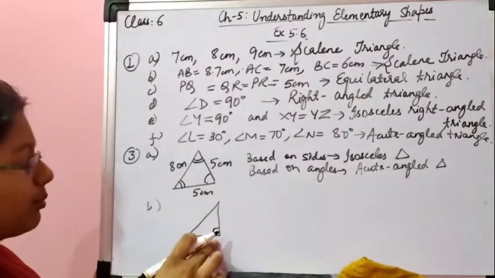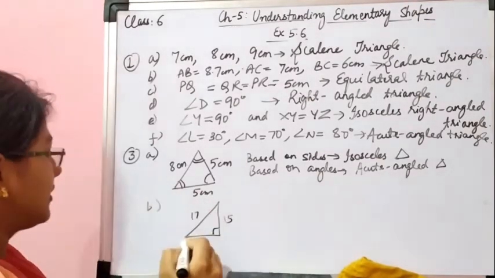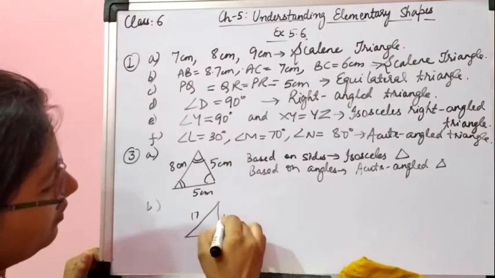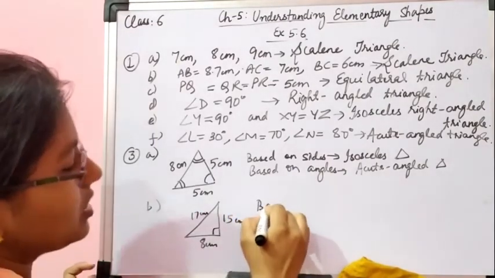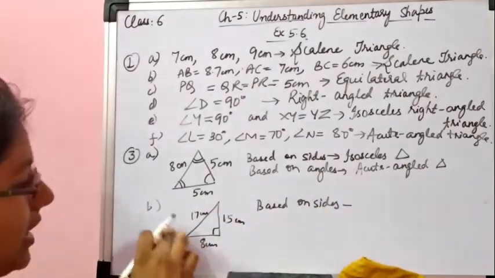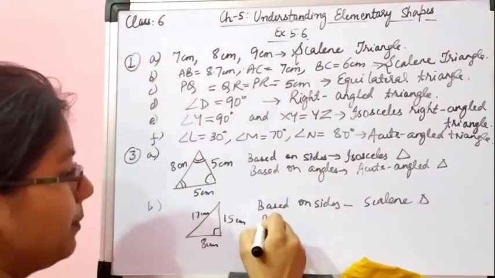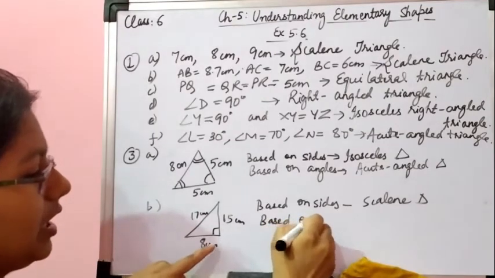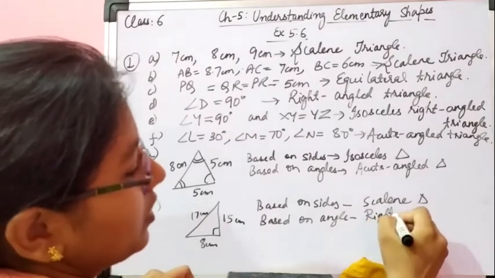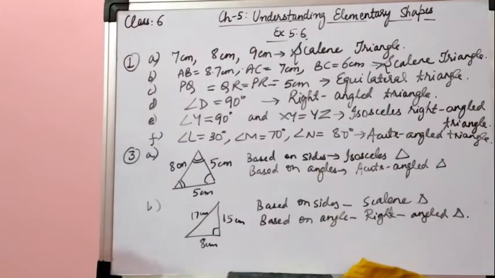This has been marked, this is the symbol for 90 degree. Okay, this is 90 degree, 15, 17 and 8. All are in centimeter, 15, 17 and 8. So based on sides we can see 15, 8 and 17 all are unequal. So this is scalene triangle. And based on angles we can see that one angle is given 90 degree. So this is right angled triangle. Okay. Now similarly we will do the other parts.